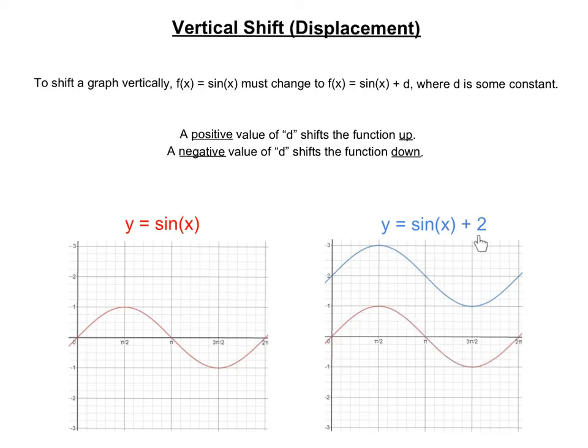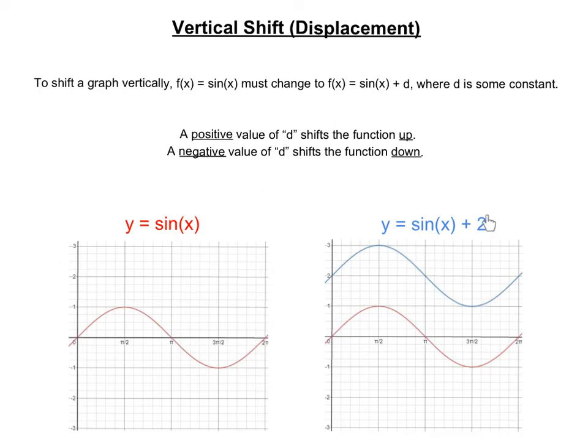Now, when you add a number to the end of a sine curve or a cosine curve, all it does is shift it up that many units. So since this is y equals sine of x plus 2, we just took this sine curve and shifted it up 2 units. Instead of this being at 0, it's now up at 2. Instead of this point being at a height of 1, it's now all the way up here at 3. We shifted it up 2 units.